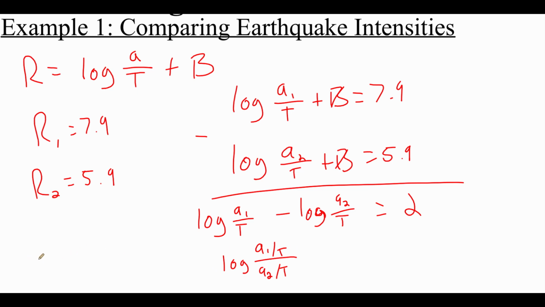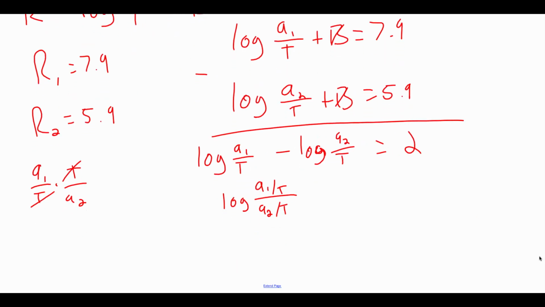When you're dividing by a fraction, it can be simplified by multiplying by the reciprocal. So really, I'm going to take A1 over T and multiply it by T over A2. So then those T's would cancel each other out, and my fraction is just going to say A1 over A2. So I can write this as the log of A1 over A2 equals 2.